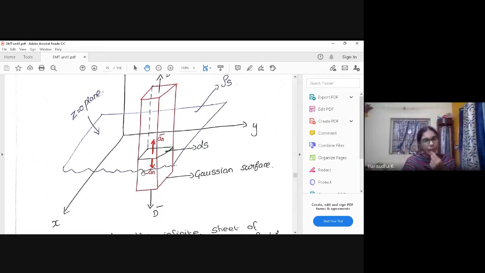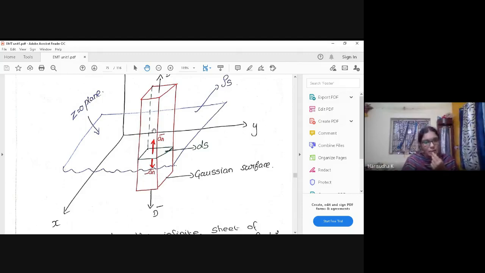In the rectangular box, I'm cutting the box in the center so that the sheet of charge crosses the rectangular box. So I imagine this is a rectangular box and the sheet of charge is passing through it. This is the sheet of charge which is passing through the rectangular box.